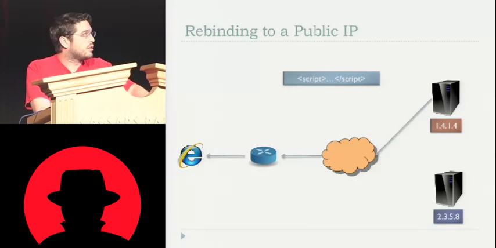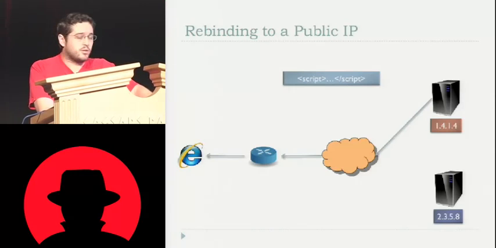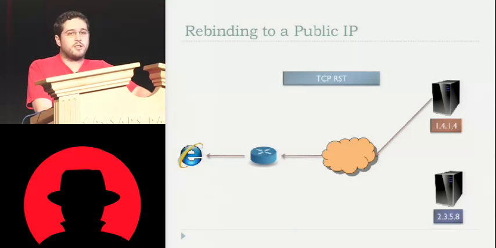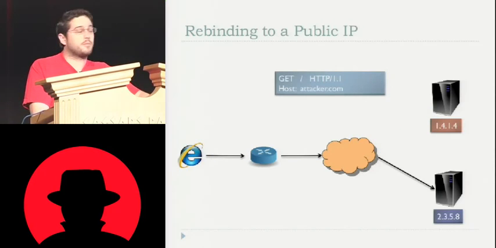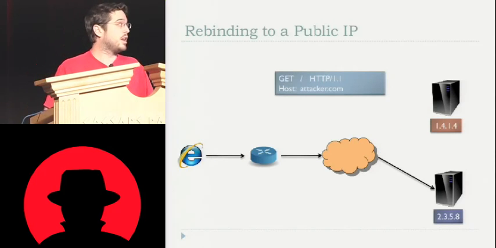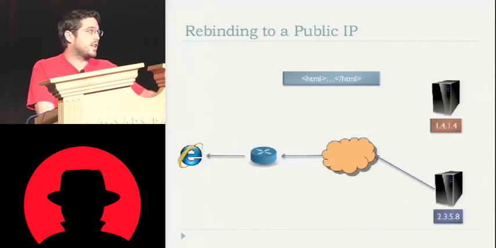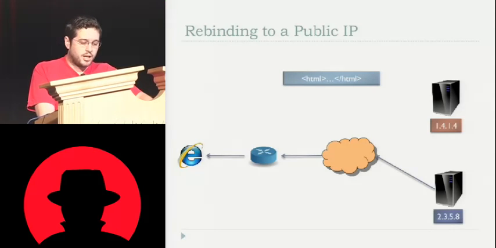Now that JavaScript code then initiates a request back to attacker.com. And the browser says, well, you came from attacker.com, you're going back to attacker.com, fine, that's allowed. But when the browser makes this connection to initiate the request, the attacker server sends back a TCP reset packet. So now the browser says, well, crap, that server's down. I better switch over to the second IP address. And so now the attacker's JavaScript is interacting with the 2.3.5.8 server. He can send GET requests and get the response back, parse the data, and even send it back to the attacker if he wants.